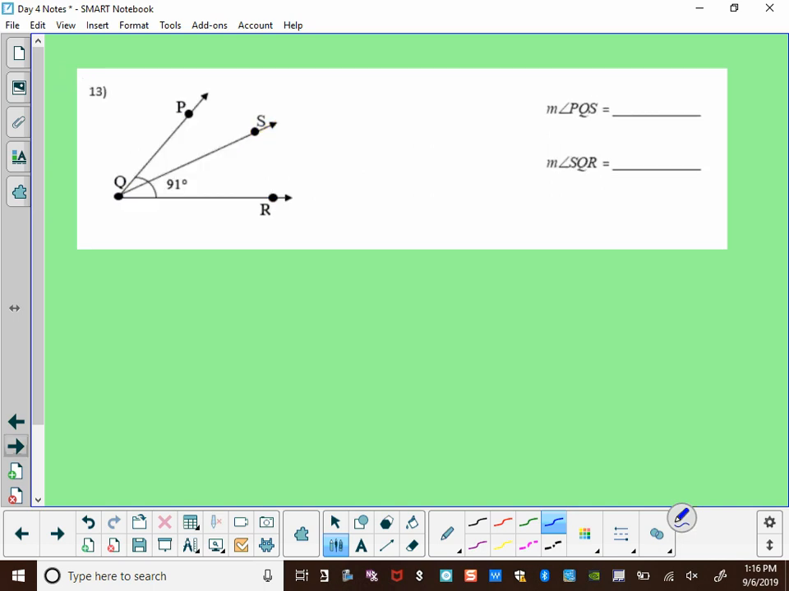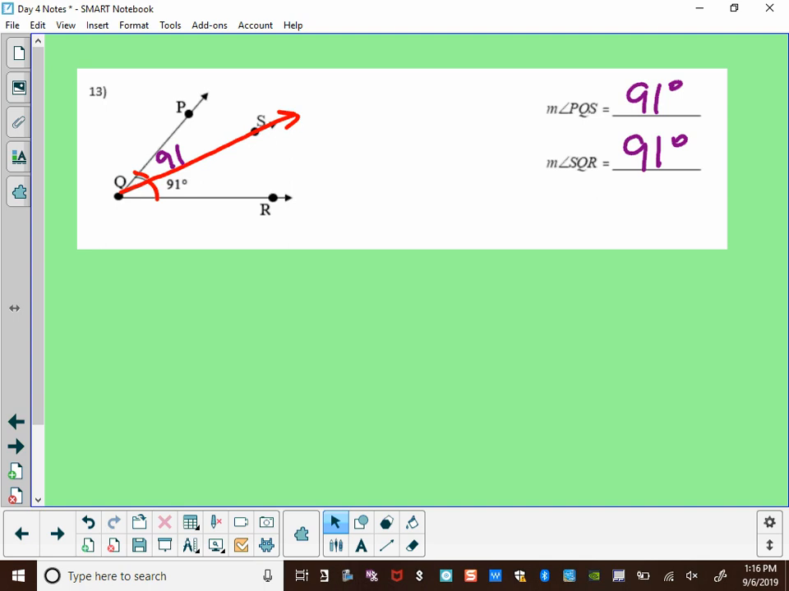All right, last one. It does not tell you that QS is a bisector, but we know it because of these little arcs here. So if this bottom is 91, what's the top? 91. So they ask for PQS, it's 91 degrees. They ask for SQR, it's 91 degrees. Just make sure you're reading what they ask you to do.